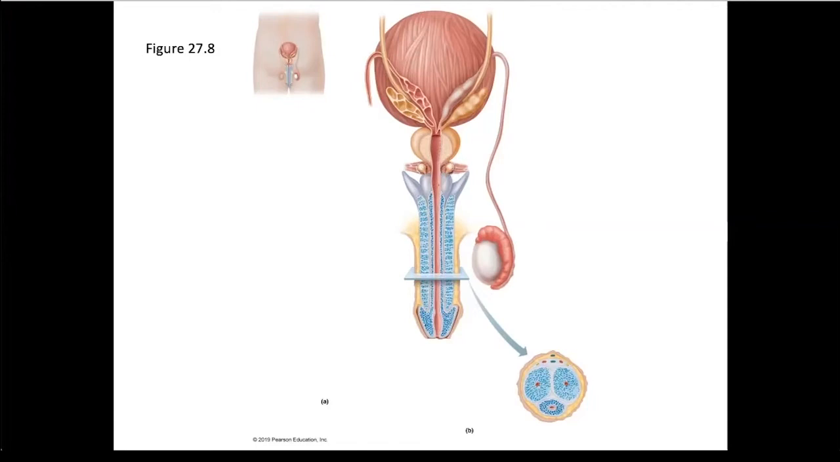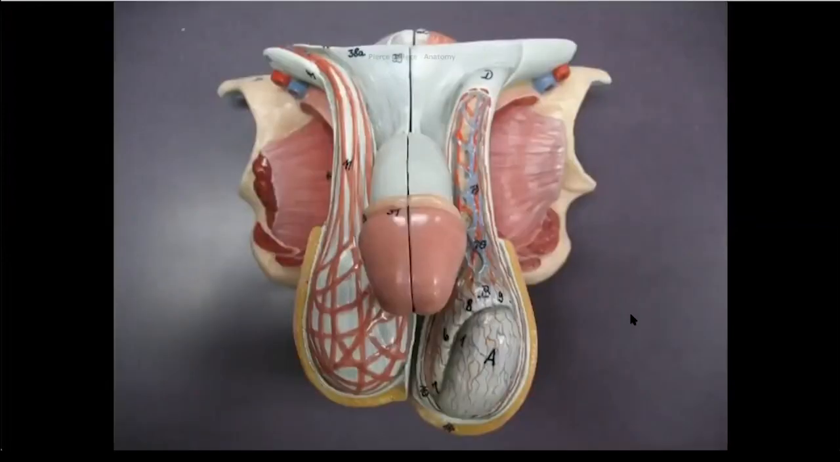Now let's look at the anatomical models. In this model, the shaft or the body of the penis is located here, and the glans penis here. This is the testis housed within the scrotum. The epididymis, the ductus deferens, which can be seen here, is tan. The blue vessels are the pampiniform plexus of the testicular veins, and the red vessels are the testicular artery.